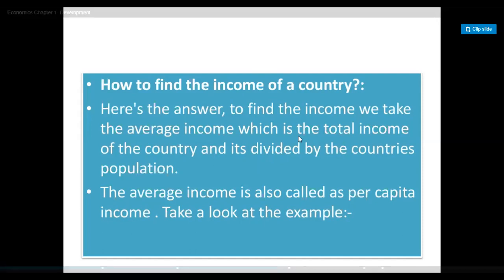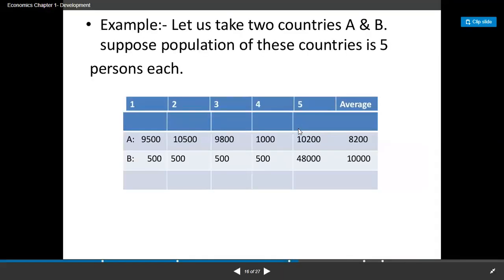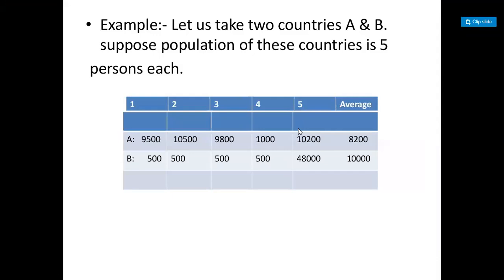The thing you can look here. Let us take two countries, okay, example A and B. So suppose the population of each country is 5. Okay. So 1, 2, 3, 4, 5. This is the population, and the countries are A and B. And here you can see the income.